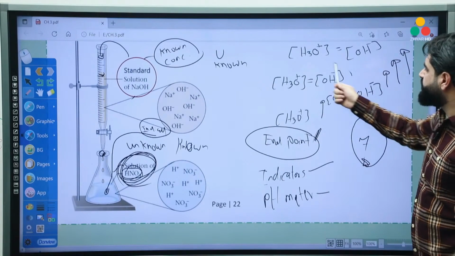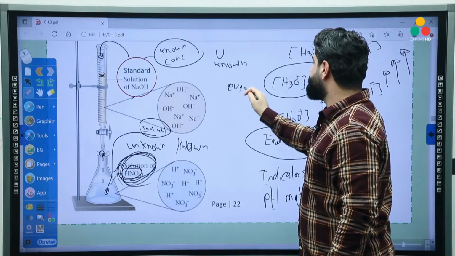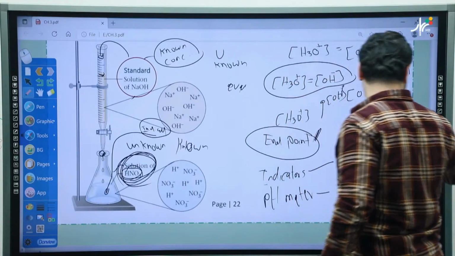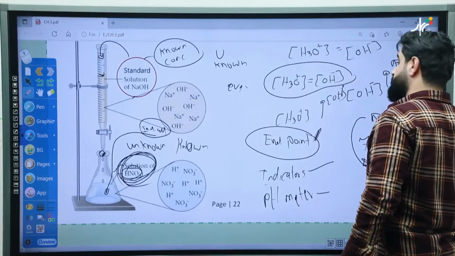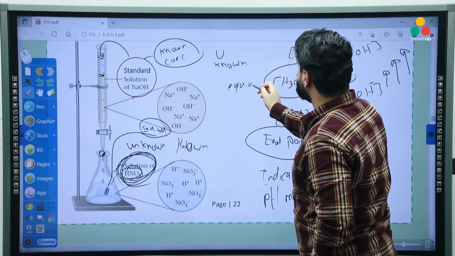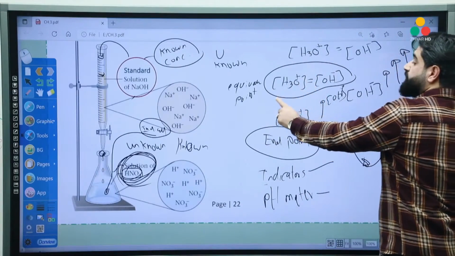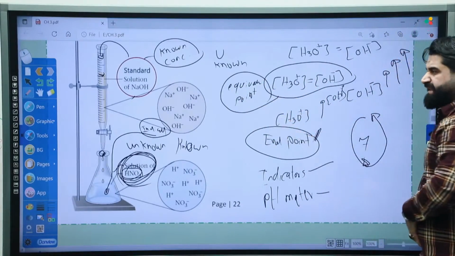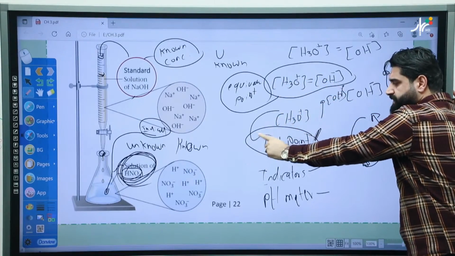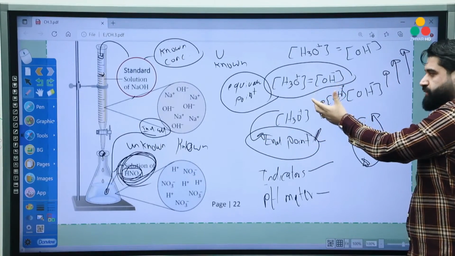But what about the point when they will be equal, which is called the equivalence point? About the equivalence point, it's impossible to get the equivalence point practically. So we will go to the end point immediately. And after we approach the end point, we will approximate the position of the equivalence point.